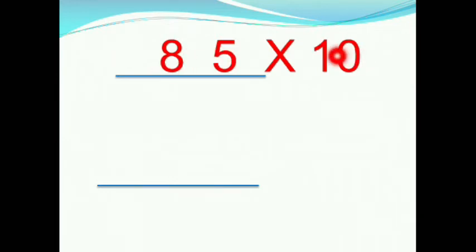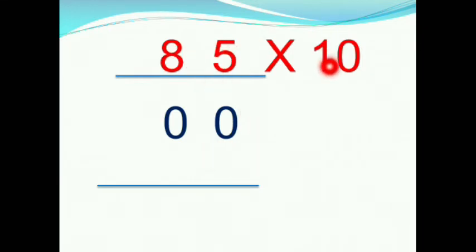85 multiplied by 10. Children, in this question the multiplier is a double digit number. So we should multiply units place digits. In units place we have 0. First we should multiply 0 into 5. 0 fives is 0. Next we should multiply 0 and 8. 0 eights is 0. Here we have a two digit number. So we will leave one place.